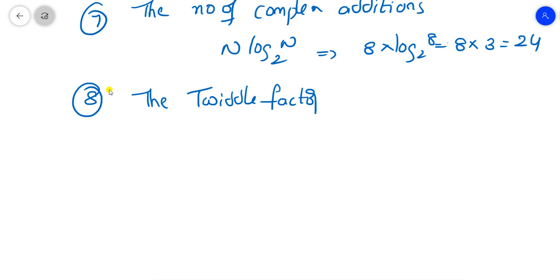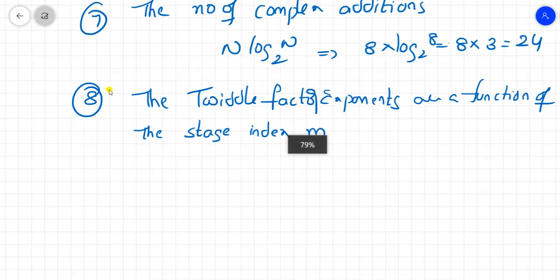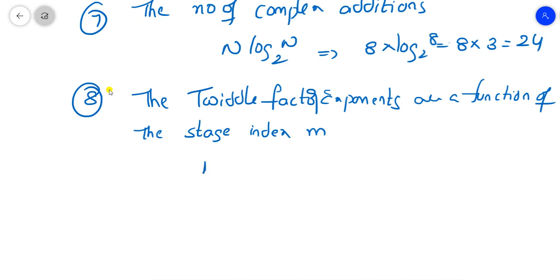Okay, so here the twiddle factor exponents are a function of the stage index, given by small m, and there is a formula. The twiddle factor k is given by k = n*t / 2^m, where t ranges up to 2^(m-1) - 1.